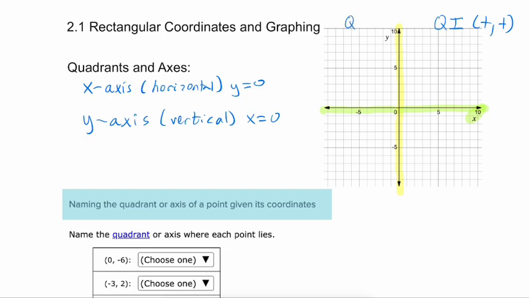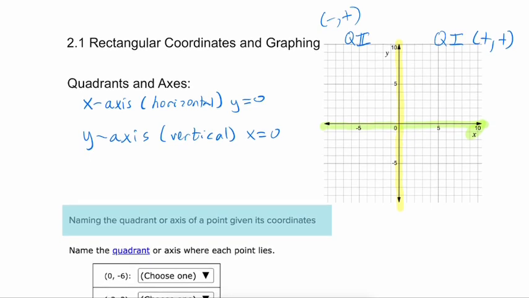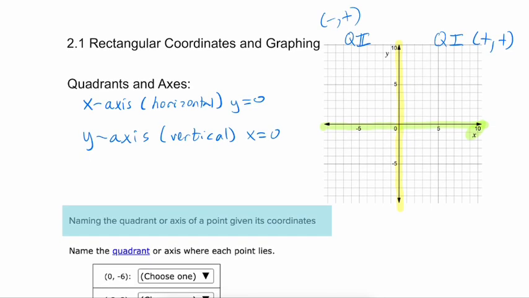Over here in quadrant 2, so we started in quadrant 1, we're now in quadrant 2. Quadrant 2, the x's, because we're now going to the left, will be negative, but the y's will be positive. In quadrant 3 down here, both our x and our y will be negative.